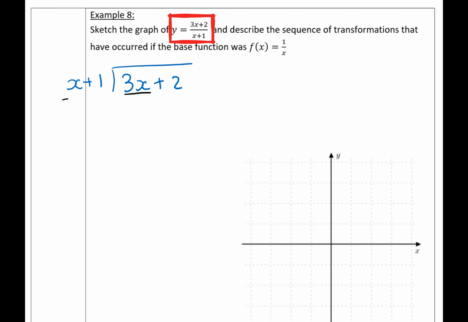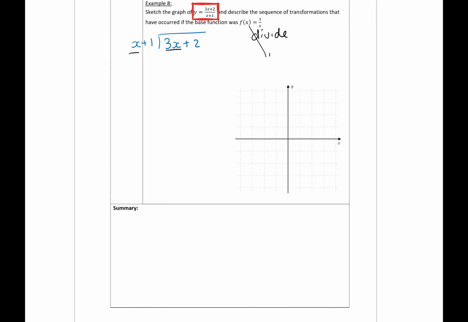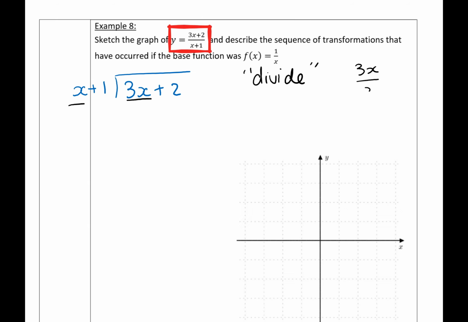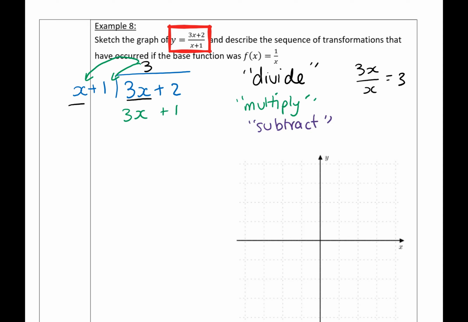Well, let's start by dividing my leading terms. So we think divide. Okay, that's the first thing. 3x divided by x is 3. Now once I've done that, I'm going to think multiply. So 3 times x, 3 times 1 is 3x plus 3. So once I've done that, I'm going to subtract. The way we deal with polynomial division, think divide, multiply, subtract, and then just keep going. So 3x take away 3x is 0. That's good. That's what we wanted. 2 take away 3 is negative 1.